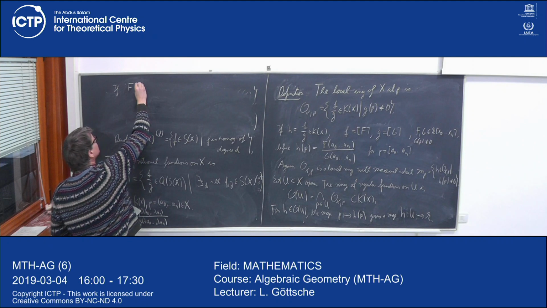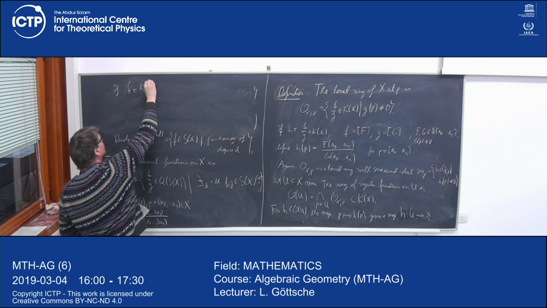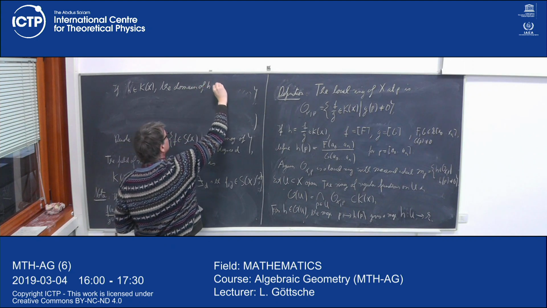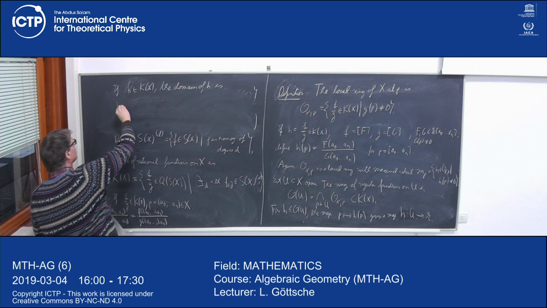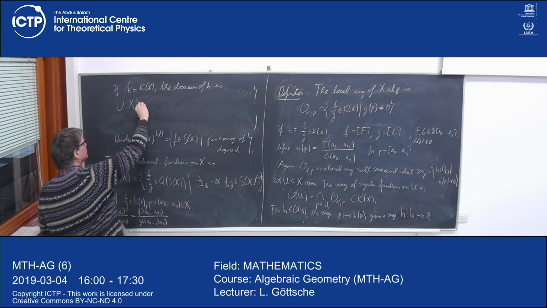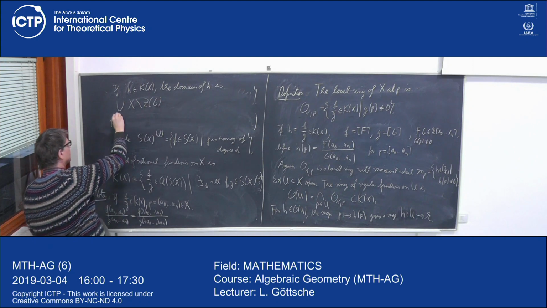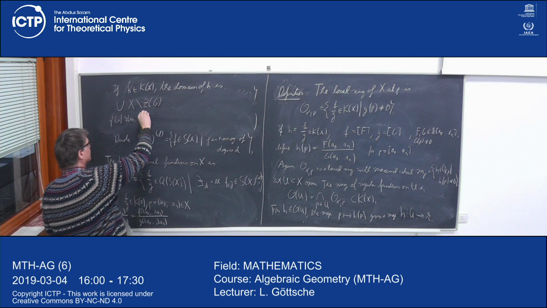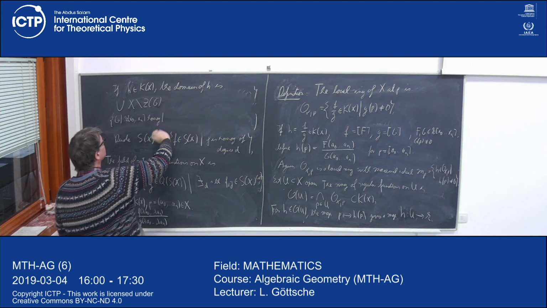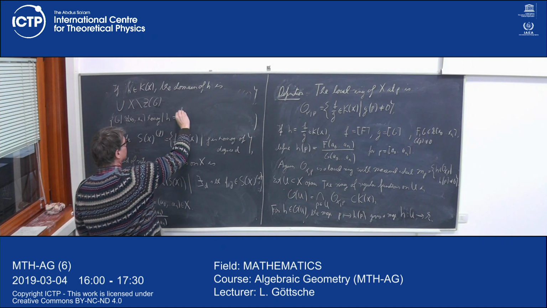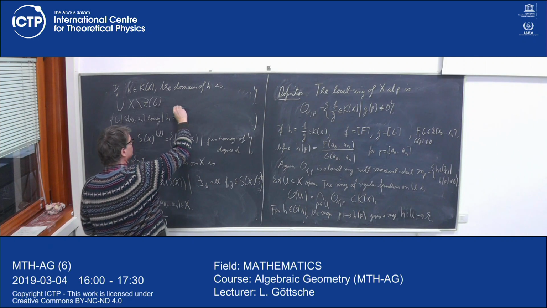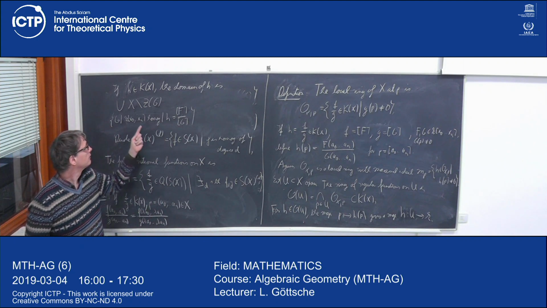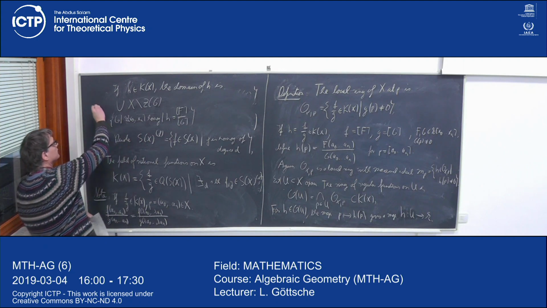Sorry, but if h is lambda x, the domain of h, what is it? It is again the union of X minus the zero set of g, where g ranges over all homogeneous elements in k[x0,...,xn], such that we can write h equal to the class of f divided by the class of g. So f and g are homogeneous of the same degree. And by definition this is the domain of h.